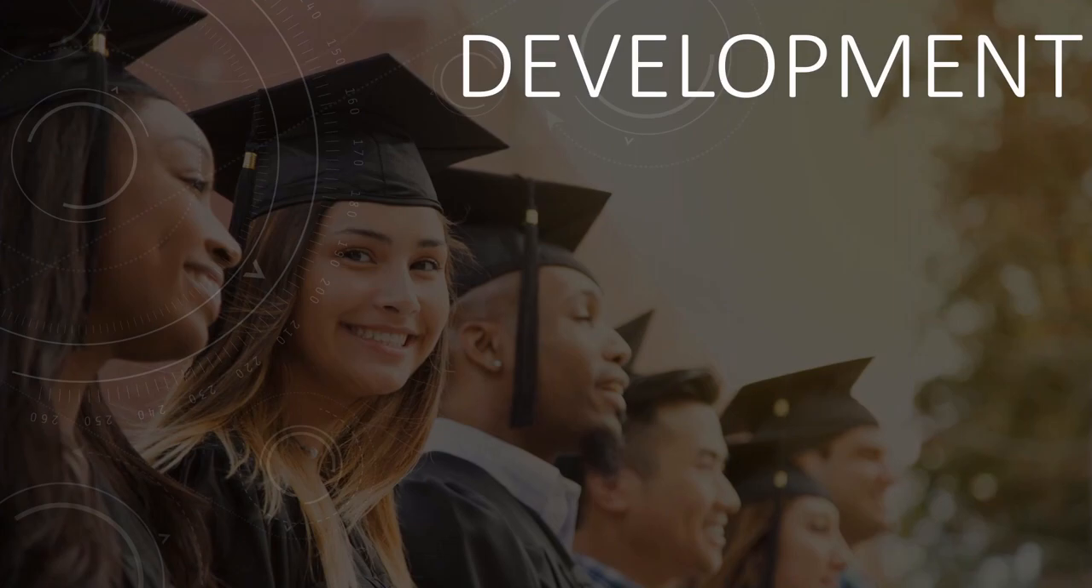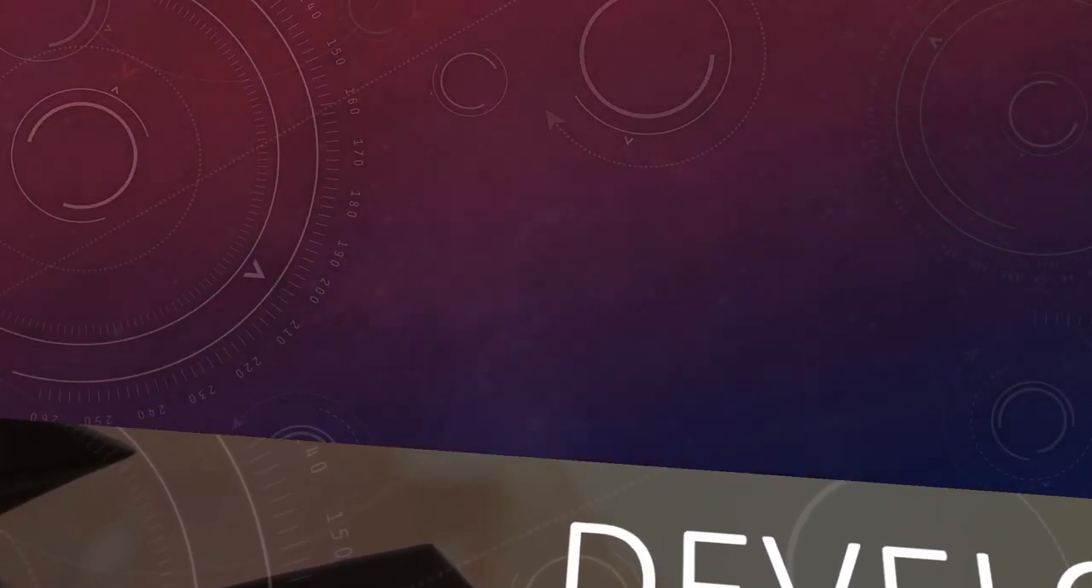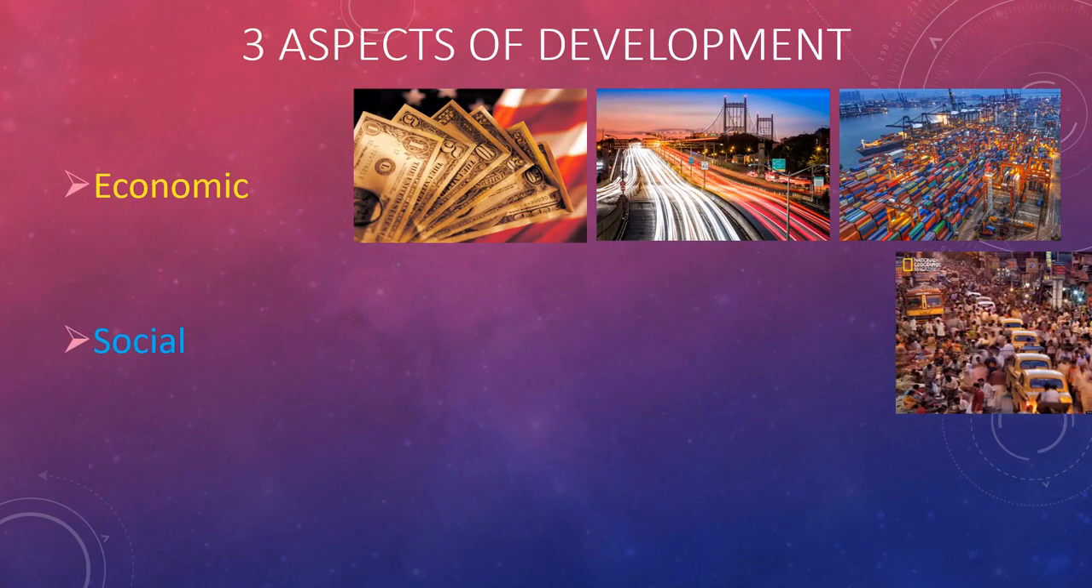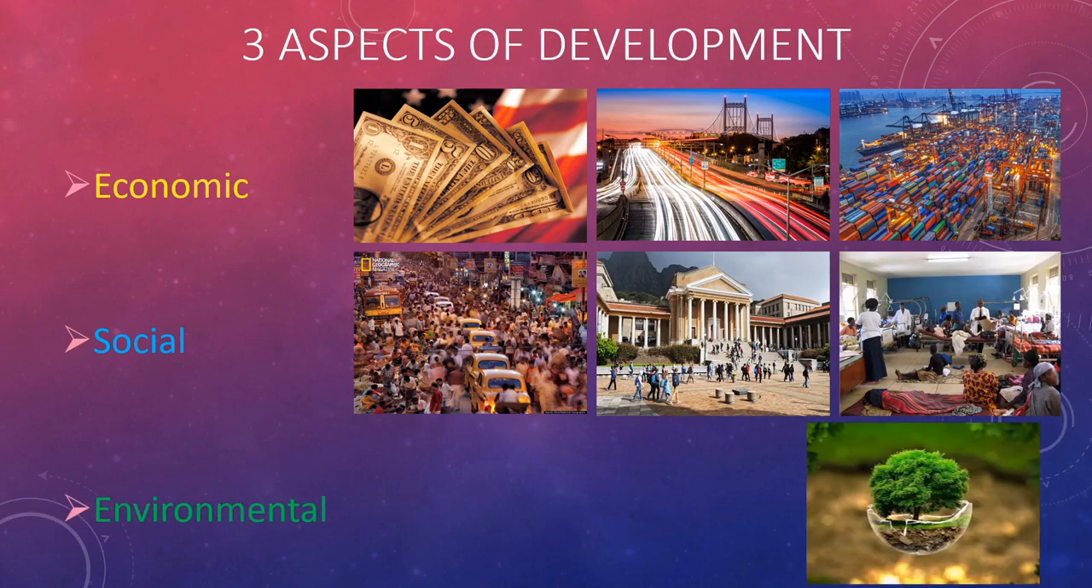In this video we are going to take a closer look at the ways of measuring development of society. However, before we do this, let us quickly remind ourselves about the definition of development as well as its three aspects. Development can be defined as the betterment of the economical, societal, and environmental aspects of a country.